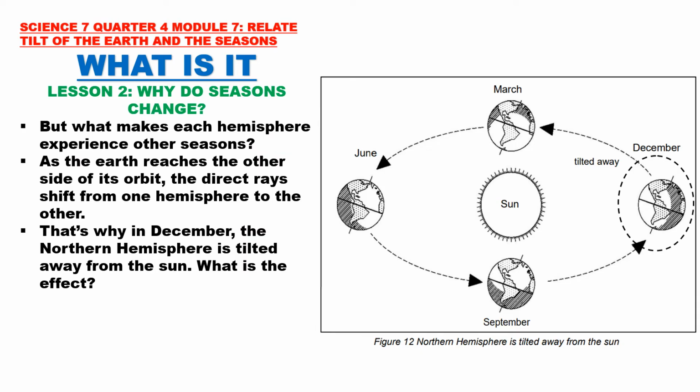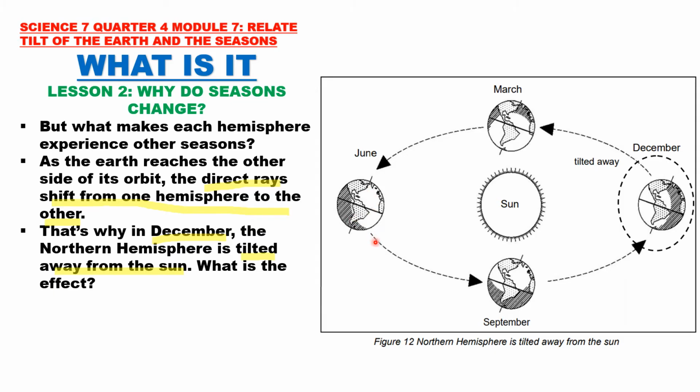But what makes each hemisphere experience other seasons? As the Earth reaches the other side of its orbit, the direct rays shift from one hemisphere to the other. That's why in December, the northern hemisphere is tilted away from the Sun. What is the effect? Let's take a look at our illustration. So during the month of June, the northern hemisphere is tilted towards the Sun. So the northern hemisphere experiences summer, while the southern hemisphere experiences winter.